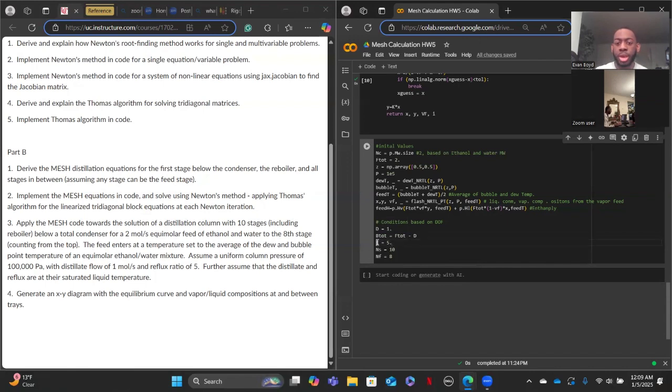We have our reflux, which we know is 5 from our prompt. We have the number of stages, NS, as 10, and then the number where the feed ethanol water enters, the 8th stage counting from the top. So at the eighth, this is where the feed will enter, at NF. So the feed will enter at the 8th stage from the top of the distillation column.